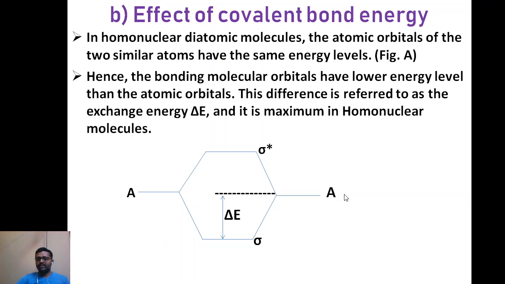Both overlap. One is the bonding molecular orbital, another is the anti-bonding molecular orbital: sigma and sigma star, for homonuclear diatomic molecules. Look at this diagram carefully, because you can compare it with heteronuclear diatomic molecules. Both atoms have the same energy level and same symmetry. They overlap; bonding is sigma and anti-bonding is sigma star. Bonding is at a lower energy level and anti-bonding at a higher energy level relative to the atomic orbitals. Therefore delta E is high compared with heteronuclear diatomic molecules.